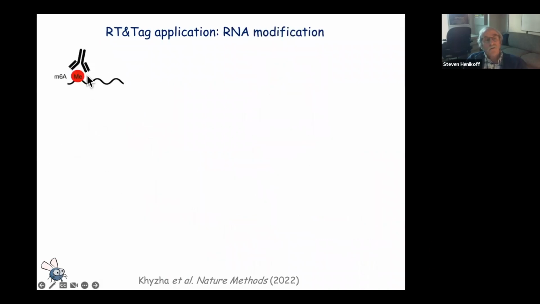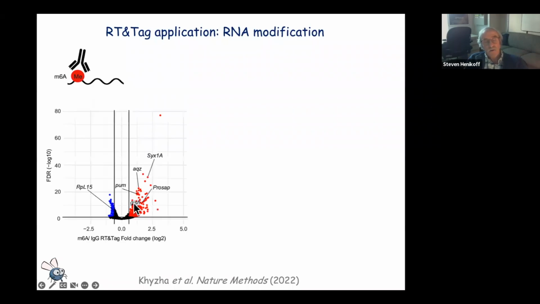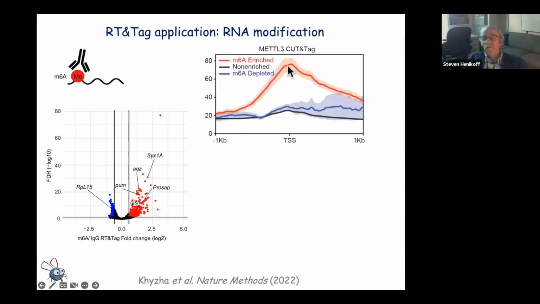But let me turn to the use for looking at RNA modifications, because there's an antibody there, we can use the same trick. And this seems to work pretty well. So what we see are some positives, and this just indicates that some are actually known to be long non-coding RNAs that are present there, and these are known to be depleted. And if we look at the enzyme METTL3, which does the methylation, we see that METTL3 by CUT&Tag, for these enriched but not for the depleted, is primarily located over the transcriptional start site.